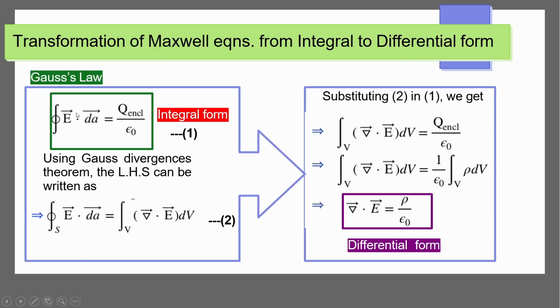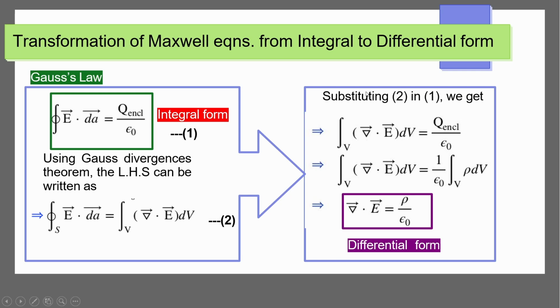So here's Gauss's law in its integral form, as we've seen before. And now we will use Gauss's divergence theorem. So the LHS can be written as this. So see how we've converted the surface integral over a closed surface into a volume integral using Gauss's divergence theorem. So now we have two equations, equation number 1 and equation number 2.